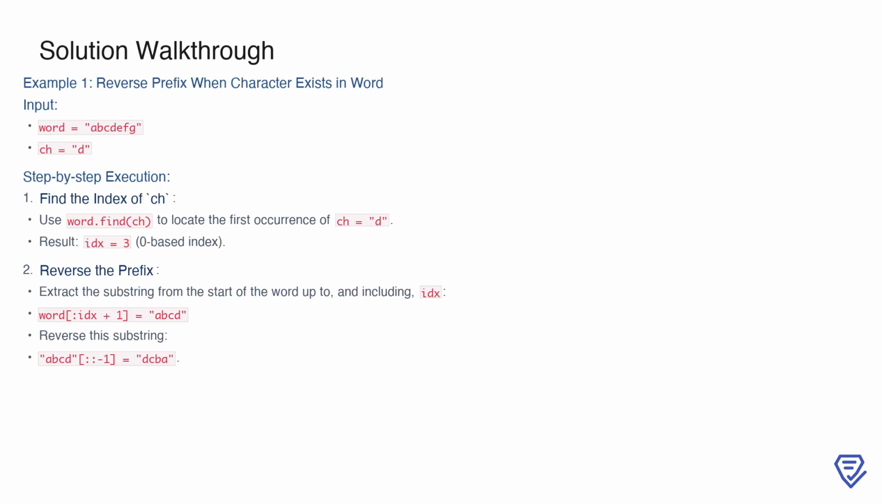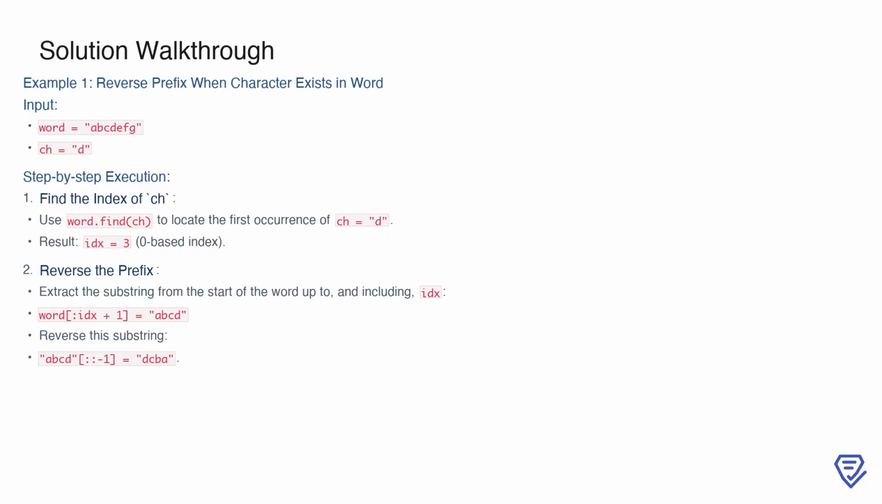In this example, we are given the word abcdfg and the character d. The first step is to find the index of the character d within the word. To do this, we use the find method, which returns the zero-based index of the first occurrence of the character. Here, d is found at index 3.